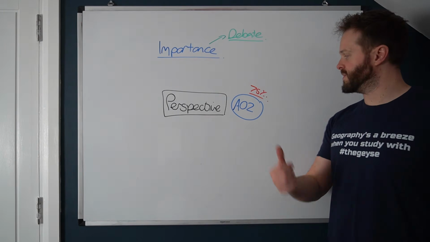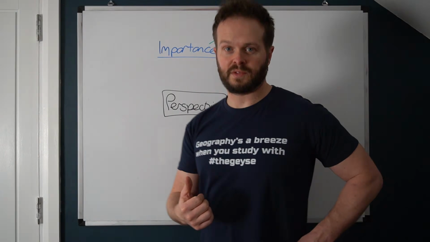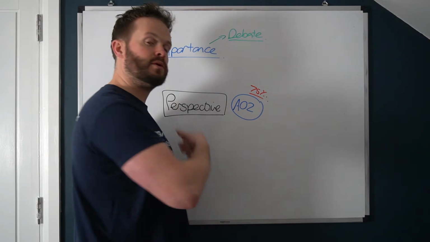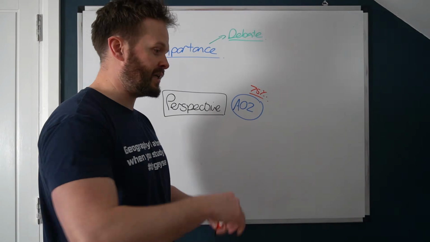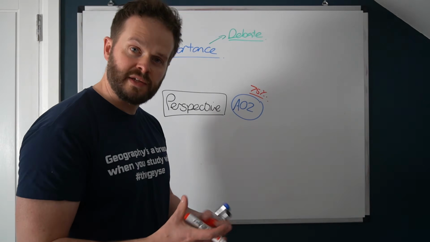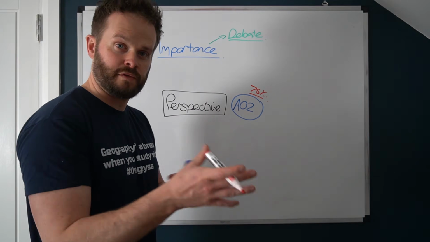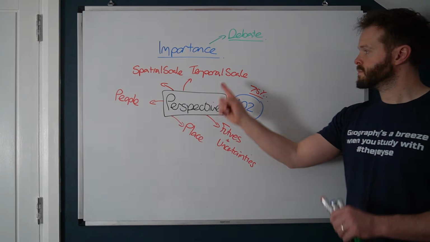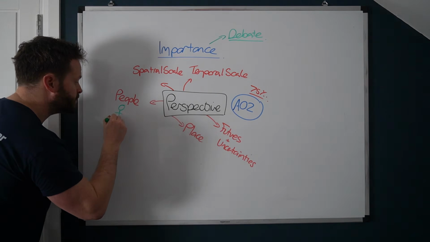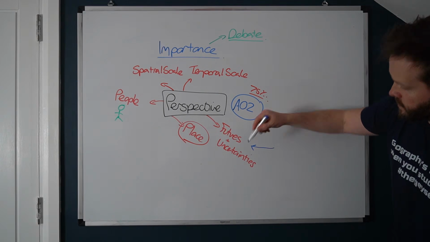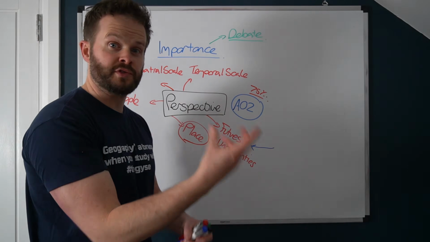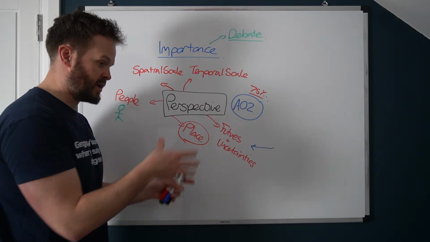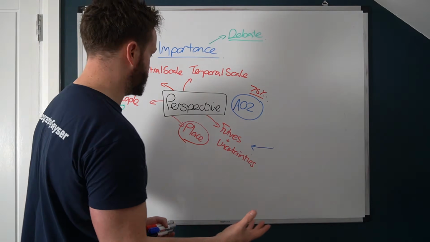If you don't know the content, then there's no way you can access all the AO2 marks. But this is all about how you think about things and how you debate things. So I give my students a list of 5 things that they can always consider the importance of anything within geography from. So we've got spatial scale, temporal scale, people, place, and futures and uncertainties. These will cover most of the stuff within your 20 markers, within your 8 markers, within your 6 markers, maybe even within your 4 markers.